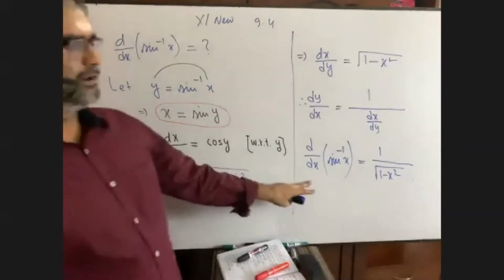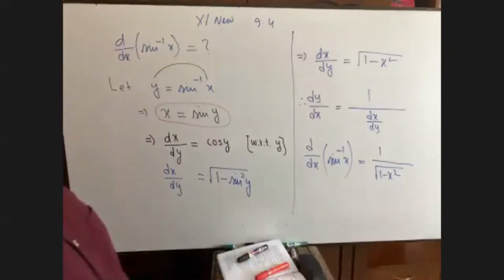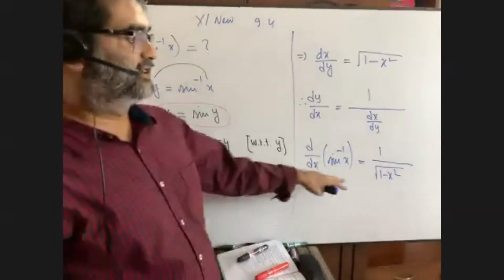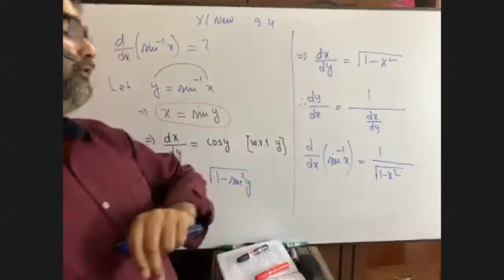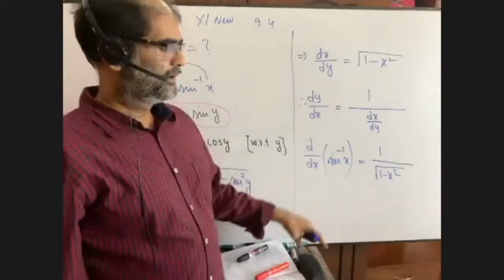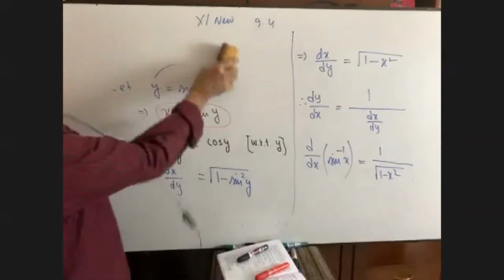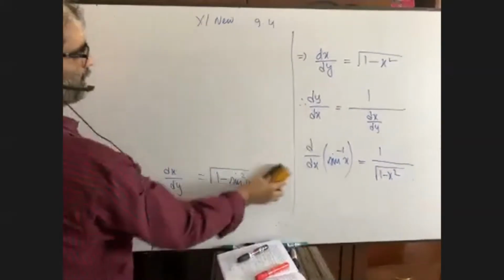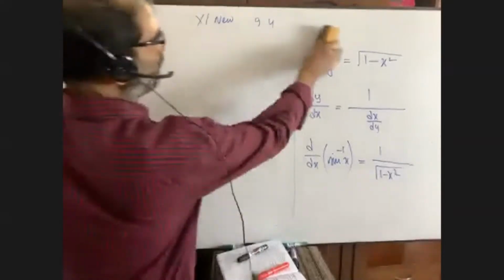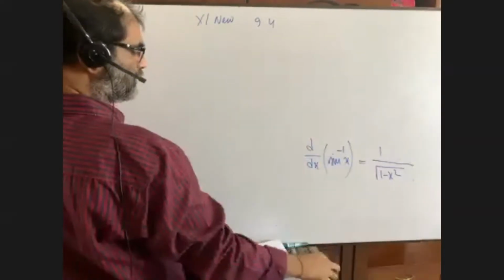This is the formula in my sheet. Perhaps you have seen it. D by dx of sine inverse x equals this, you have to memorize it always, please. You will never forget it in your life. You will get it everywhere, in physics, in chemistry, in maths, everywhere. So you are required to memorize.